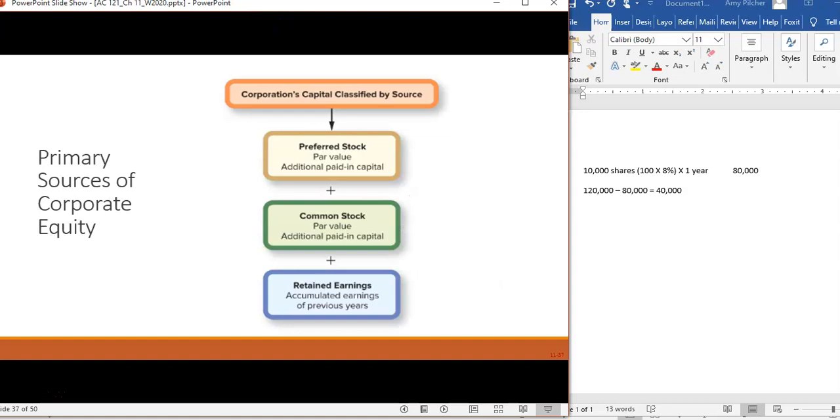Our corporation's primary sources of corporate equity come from preferred stock, if the corporation has it. Not all corporations have preferred stock. Then our common stock, we have the par value of our common stock and any additional paid-in capital we receive from that sale. And then we have our retained earnings, which we've worked with before, our accumulated earnings from previous years minus any dividends that we have paid out.